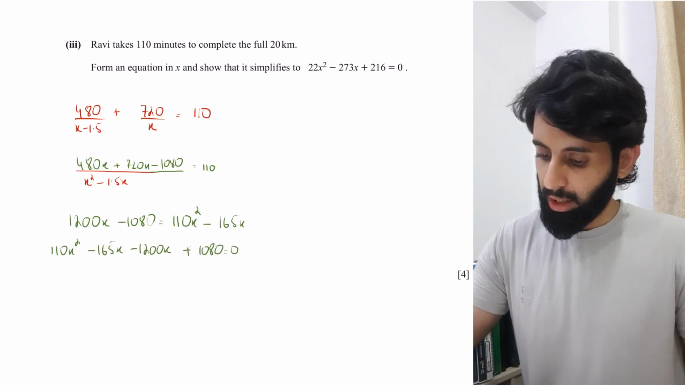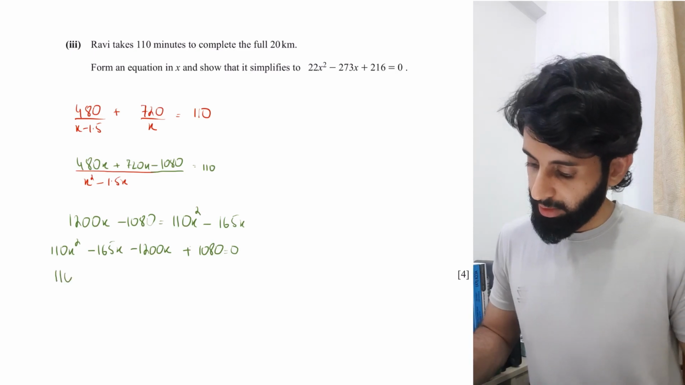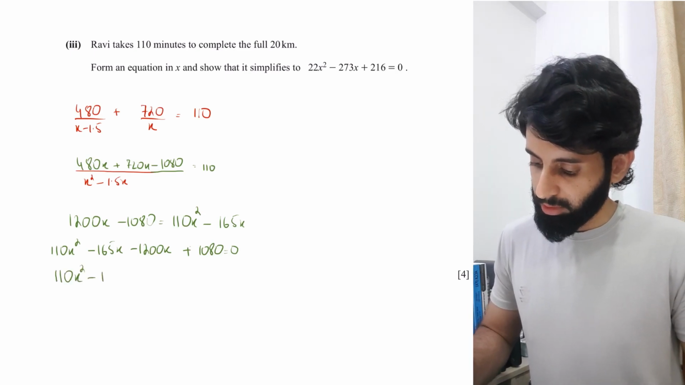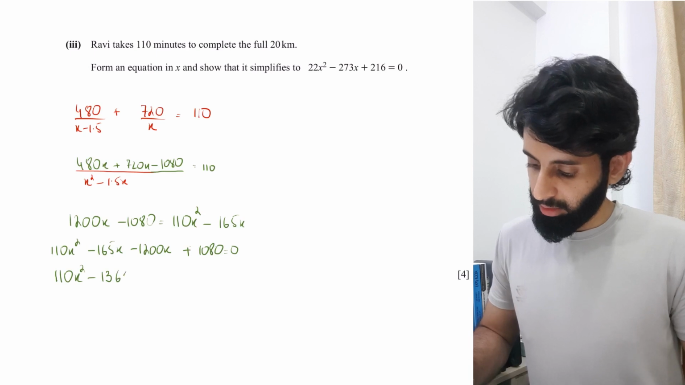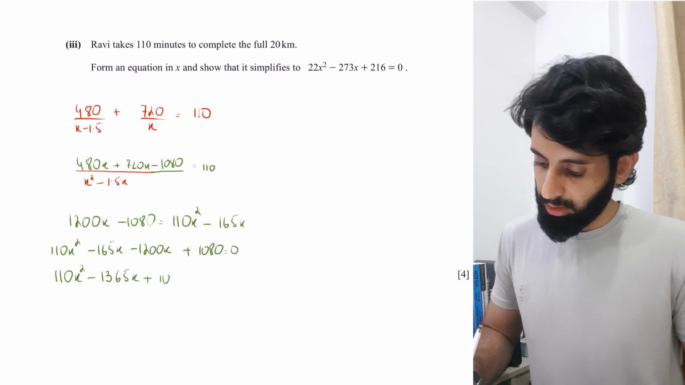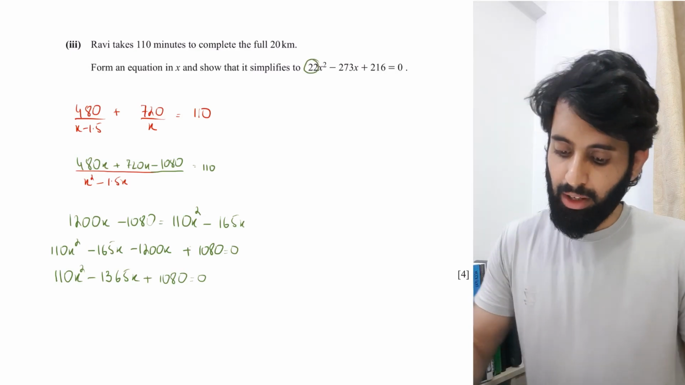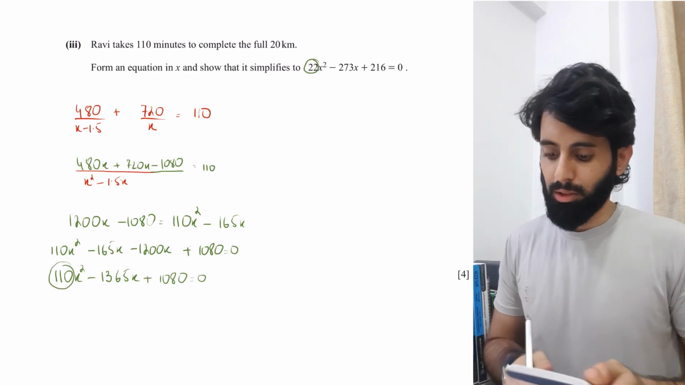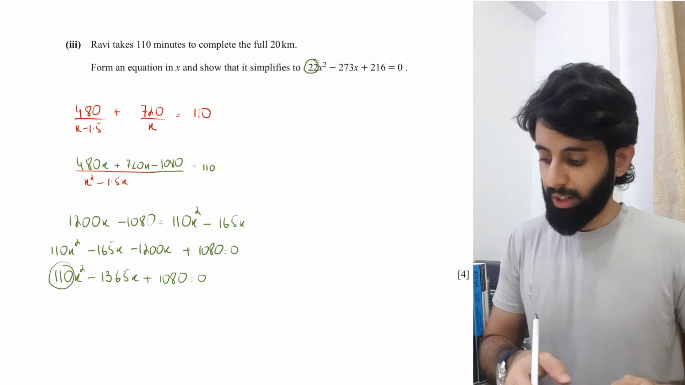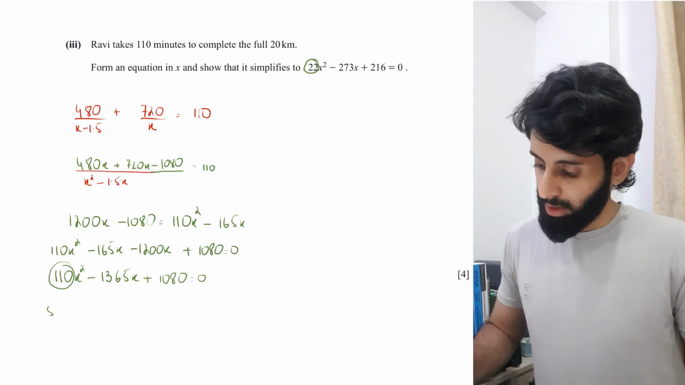Okay, so now we have to first simplify this, and then we'll decide what to take common. So this is going to be 1365x plus 1080 equals to 0. So if you look at the equation, here we have 22 and here we have 110. So what's 110 divided by 22? It's 5, so that means we have to factor out 5. So I'm going to take 5 common.